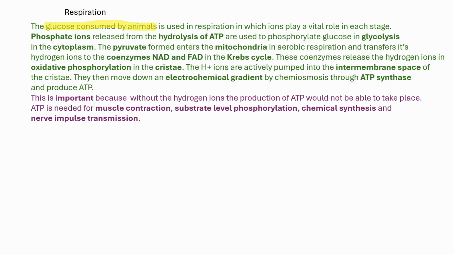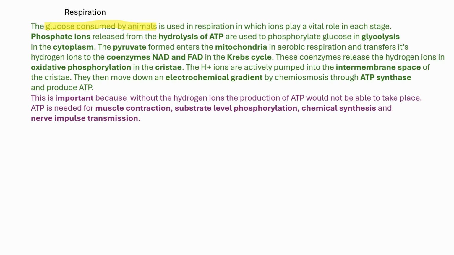The pyruvate formed enters the mitochondria in aerobic respiration and transfers its hydrogen ions to the coenzymes NAD and FAD in the Krebs cycle. These coenzymes release the hydrogen ions in oxidative phosphorylation in the cristae. The hydrogen ions are actively pumped into the intermembrane space of the cristae. They then move down an electrochemical gradient by chemiosmosis through ATP synthase and produce ATP.